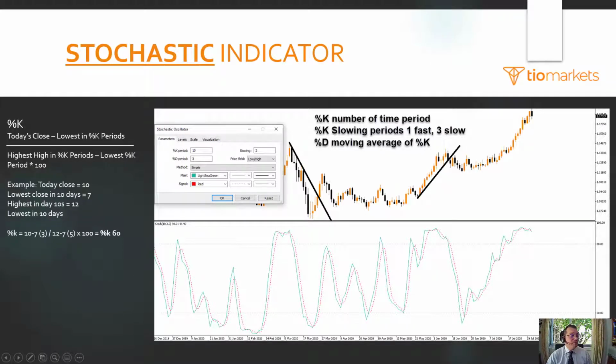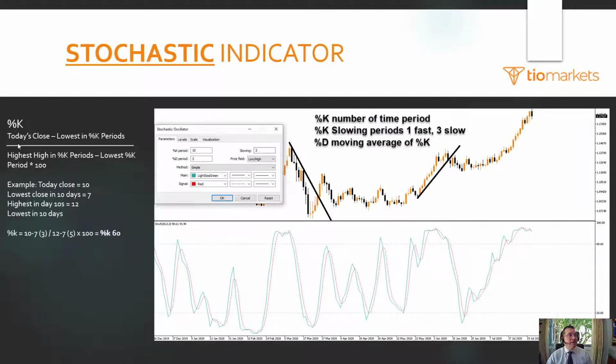We have percentage K, which in our example we're going to show as 10 periods. Percentage K is a number of time periods, so it could be 10 hours, 10 days, 10 weeks or 10 months, whatever you put here. Then there's the percentage K slowing period, where 1 would be fast and 3 would be slow. And then your percentage D, which is a moving average of percentage K.